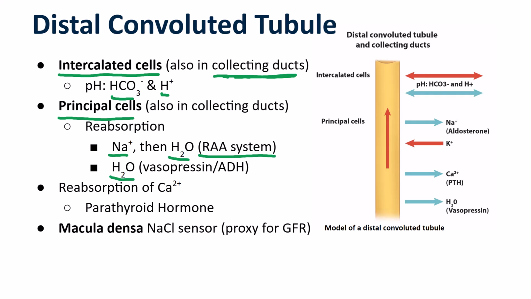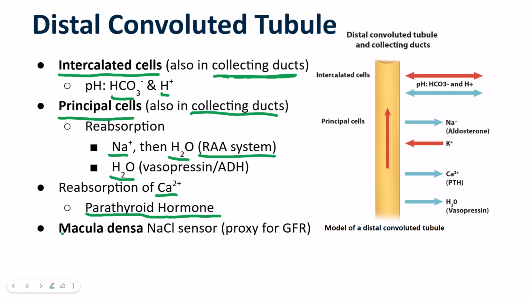Other epithelial cells within the distal convoluted tubule are capable of reabsorbing calcium, and this process is modulated by parathyroid hormone. So you may recall that parathyroid hormone helps to modulate calcium homeostasis, and one of the ways it does so is by aiding the reabsorption of calcium in the distal convoluted tubule. Now, those intercalated cells and principal cells are also found in collecting ducts, and so their role will continue after filtrate moves from the nephron and into a collecting duct.